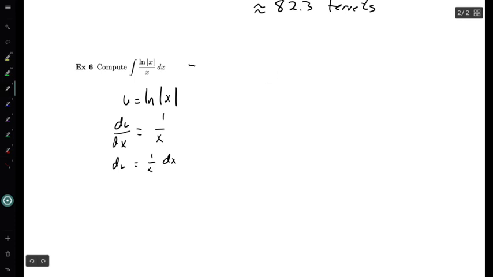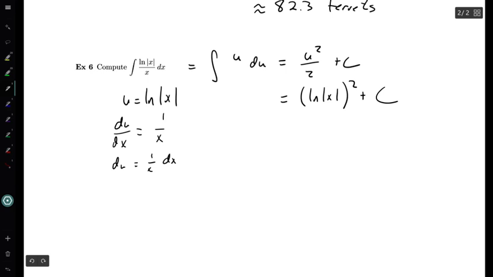And so what we have here is that this is the integral. I'm going to replace natural log of absolute value of x by u. I'm going to replace 1 over x dx with du. And again, we're left with a fairly simple integral here. We now can integrate u. We know that the integral of u is u squared over 2 plus c. And we can replace u by its definition of natural log of absolute value of x. So we have this thing squared over 2 plus c to complete this integral.